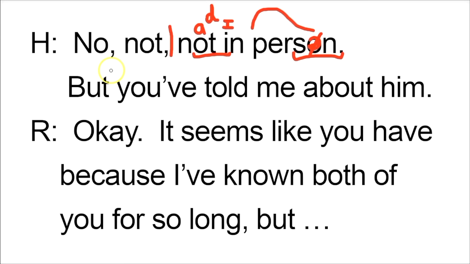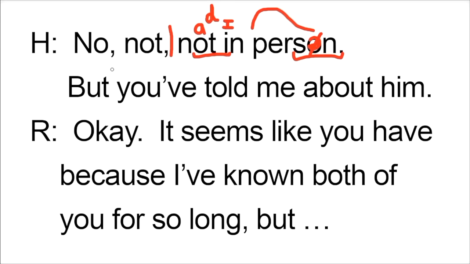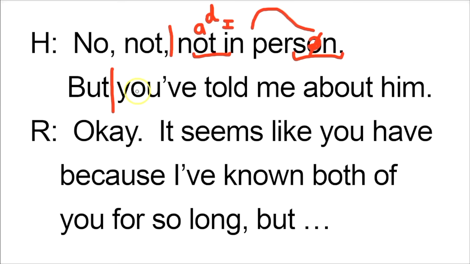How is the T pronounced in but? But you've told me about him. It's a stop T, but you've. What's the most stressed, the most clear word in this phrase? But you've told me about him. It's the verb told. The sentence peaks with that word. But you've told me about him.